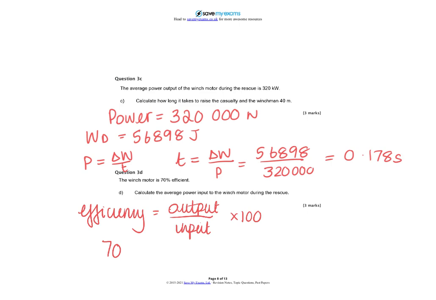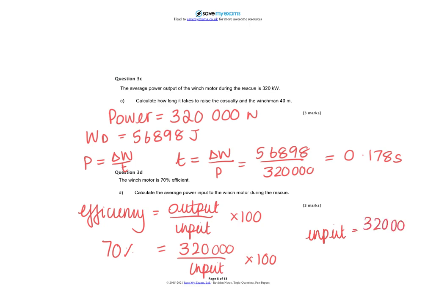So we've got 70% is equal to our output, which we have from the question above, our 320,000, divided by our input times 100. If we rearrange that, we're going to get our input, which is our unknown, is equal to our 320,000 divided by 0.7. I divided that side by 100 already. And what you're going to get is 457,143 watts. So that is roughly 457 kilowatts.